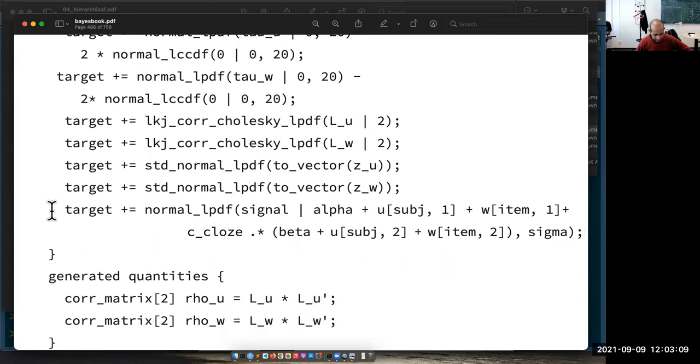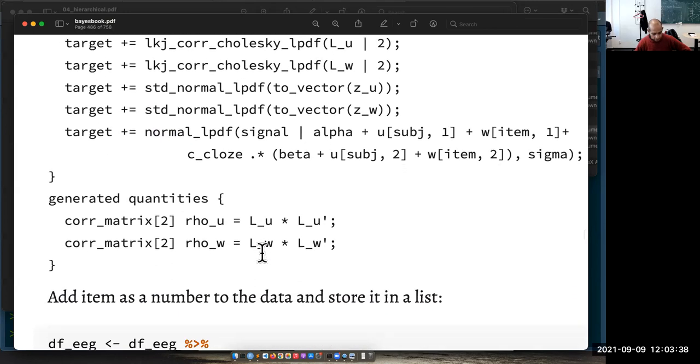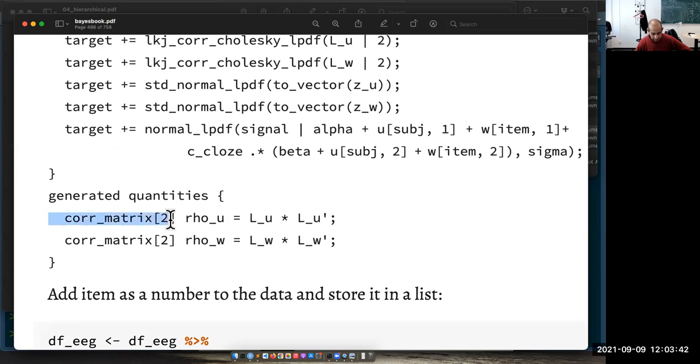Look, this statement here is saying that the dependent variable, which is called signal, is generated from a normal likelihood with alpha intercept, subject adjustment to the intercept, item adjustment to the intercept, and then there's a predictor multiplied with this fixed effect slope, with the slope adjustments by subjects and the slope adjustments by items. Sigma is the residual standard deviation of the normal likelihood. And look here in the generated quantities, I'm assembling the correlation matrix for me to look at, if I want to look at the posteriors of the correlation matrix. I'm taking the Cholesky decomposition, that is the square root of the correlation matrix, squaring it by multiplying it out, and I get the correlation matrix back. So I can look at the posteriors of the correlations now.